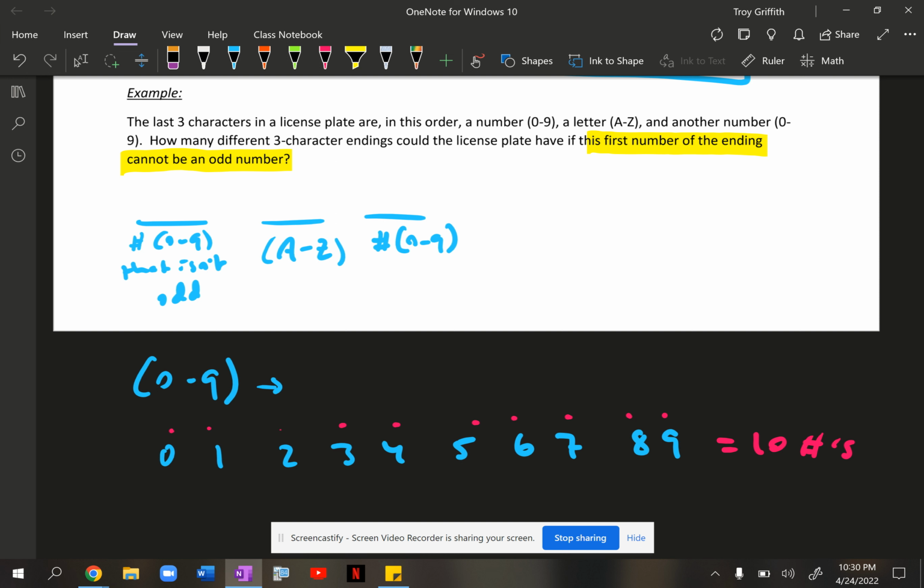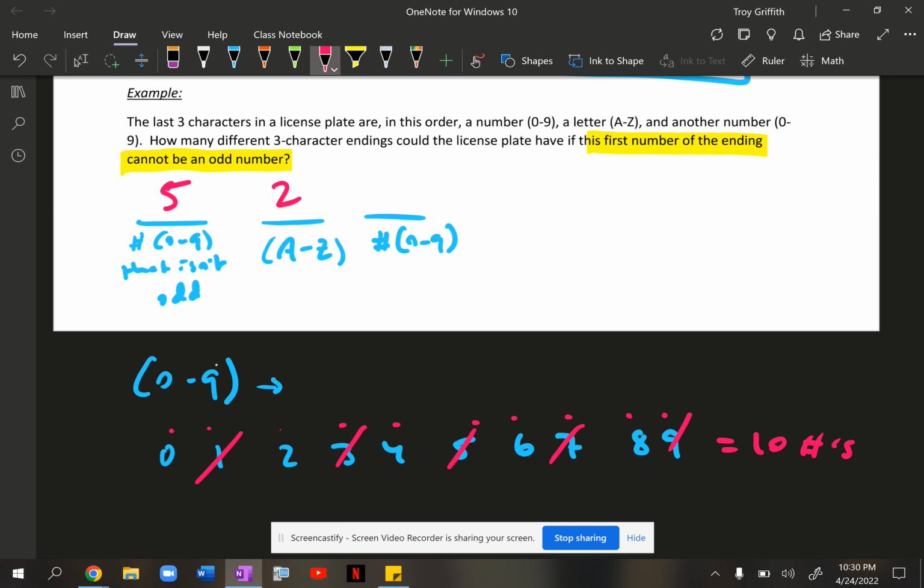So if we got to pick a number from 0 to 9 that isn't odd, well, remember, an odd number is something that cannot be evenly divided by 2. So that means I have to mark off 1, 3, 5, 7, and 9, leaving me with 0, 2, 4, 6, and 8. So that would give me a total of 5 options here for this first slot. Okay. All right, on to the next one.